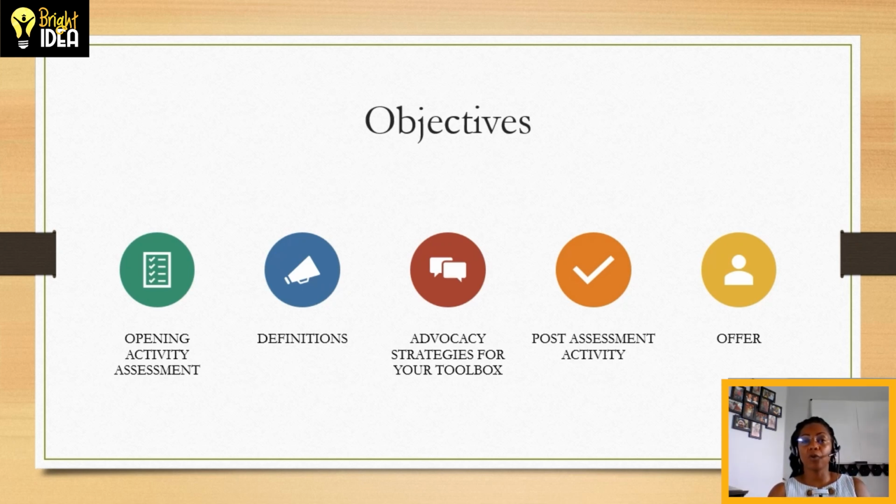Then I'm also going to give you a post assessment. Now that we've taken the pre assessment, you kind of know where you are. I'm going to give you a post assessment so you can really gauge where you are. And after that, depending on what you need, I'm going to talk to you about a special offer that we have.